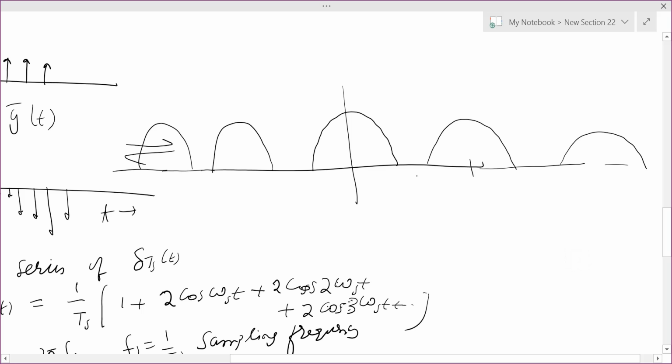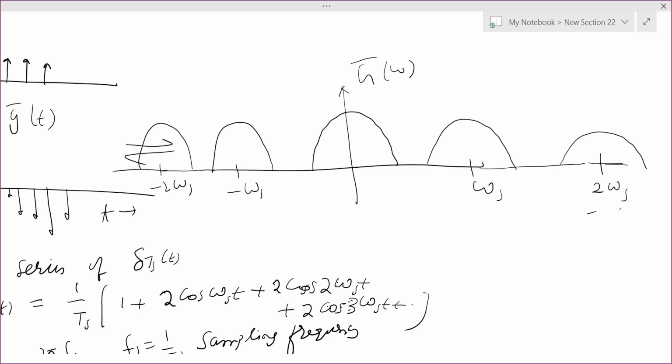Okay, so this is omega s, this is 2 omega s, so on and so forth. This is minus omega s, minus 2 omega s. So this is g bar of omega.